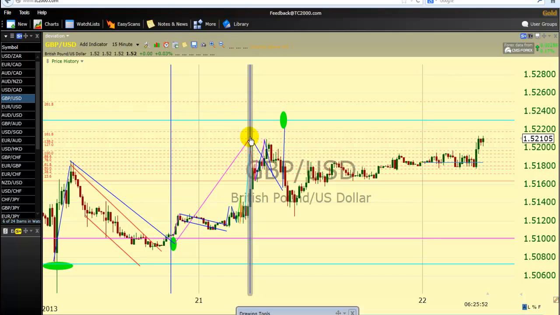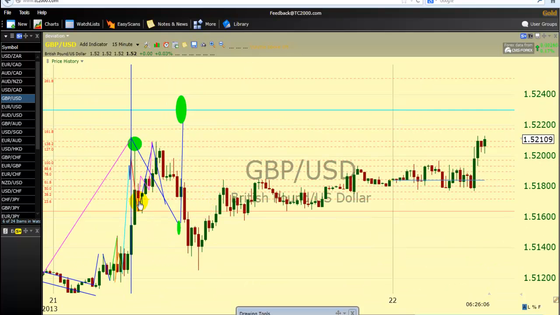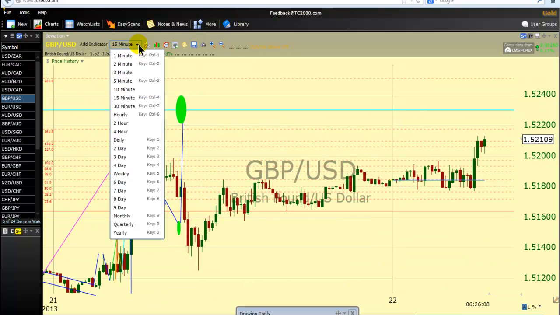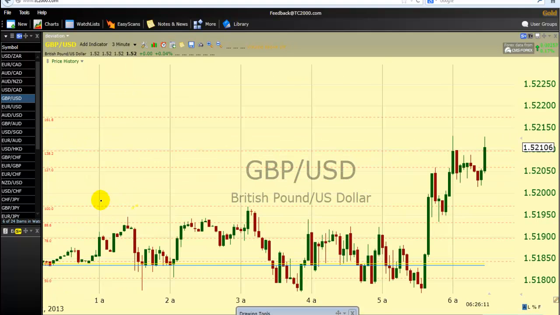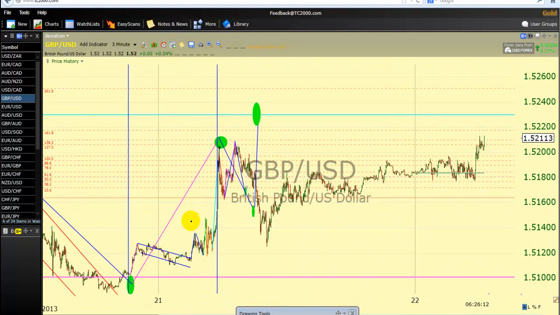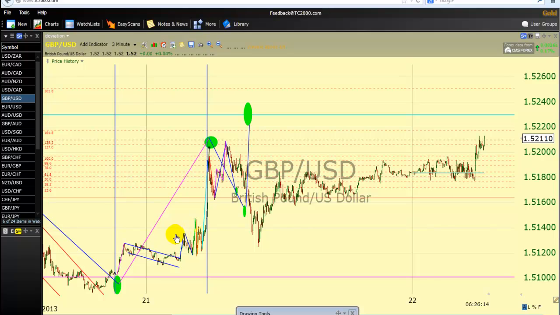All right, and then we have also, okay, a pullback, which is the fourth wave, and then the fifth wave ended here. In fact, it's not easy to see the fourth and the fifth wave on this chart. We go back to the 3-minute chart. Hopefully I can see everything because we want to zoom into the price.